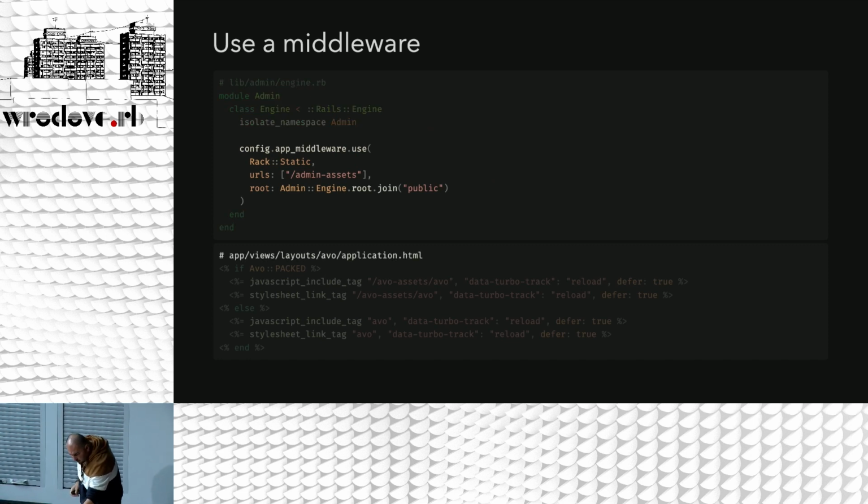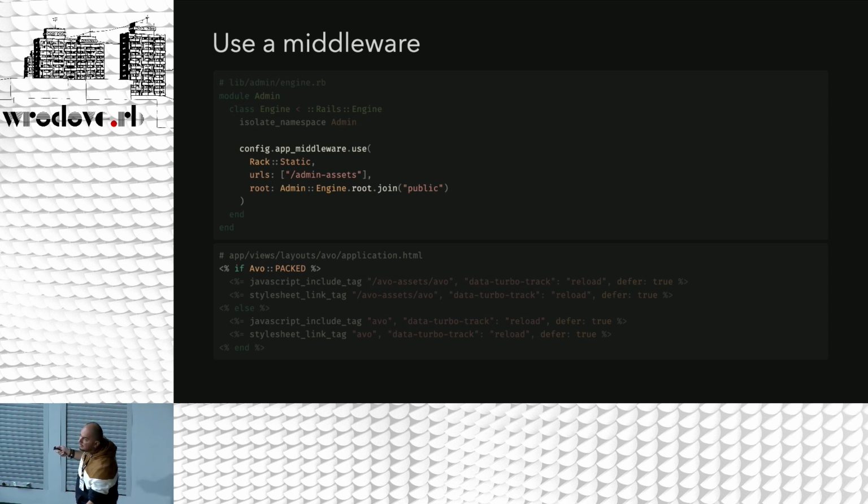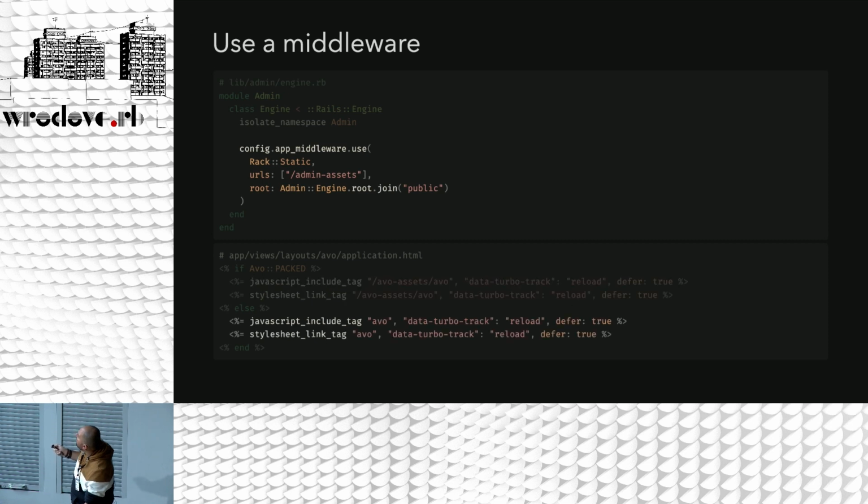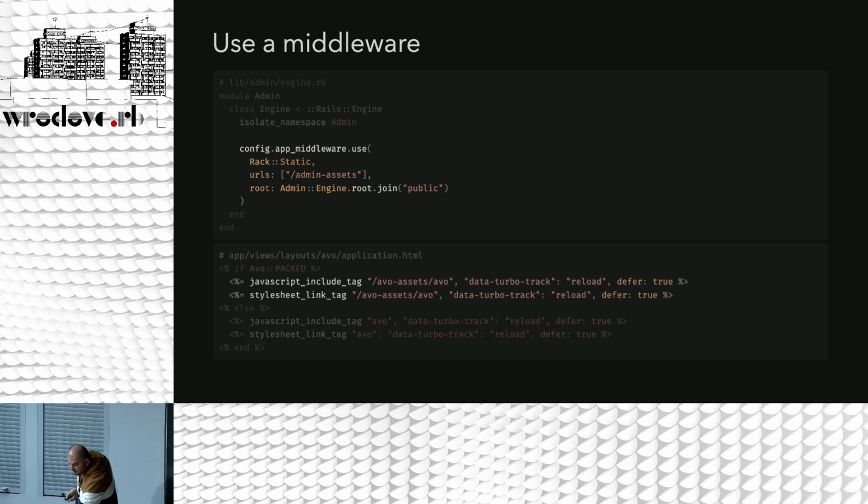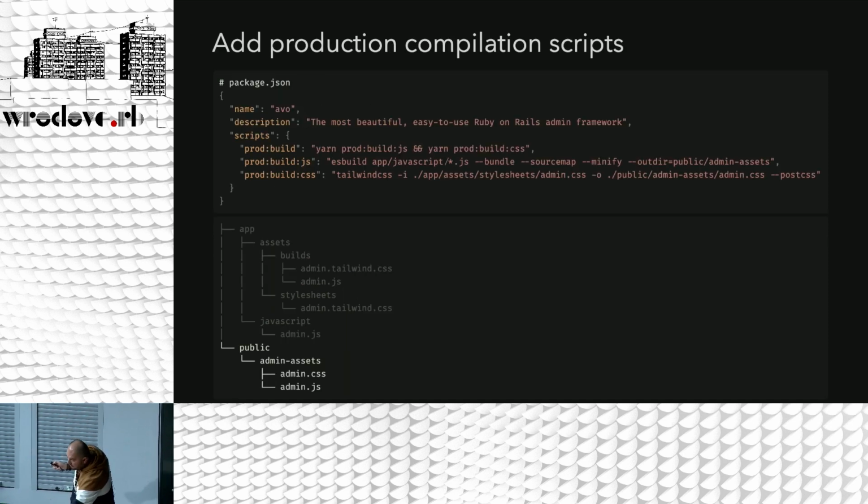Now you'll have to do something in your application HTML for your Rails engine, like checking if your engine is packed. If it is packed, use the Avo assets path, the ones that we just added here. If it's not packed, just add the simple JavaScript include tag for Avo and admin, and you'll be done. The asset pipeline would find them because they will be available inside the builds directory.